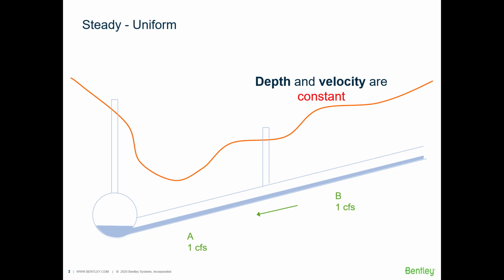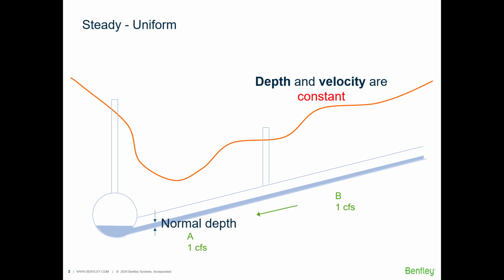Now, to model open channel flow, the engineer must know the flow conditions. We're going to go over the most common types. Here you're looking at steady uniform flow. Steady means that the flow remains constant over time at any given point in the channel. And steady uniform means that not only the flow stays constant, the depth and velocity also remain constant.